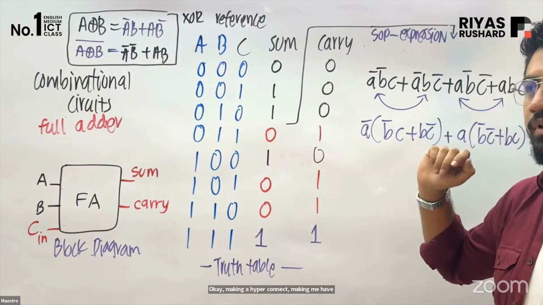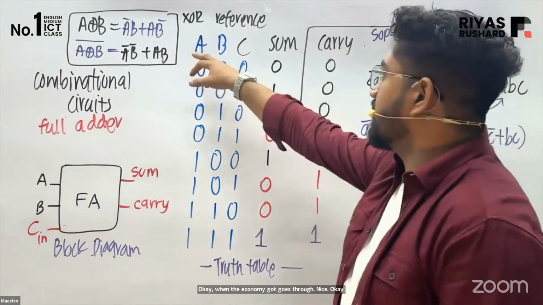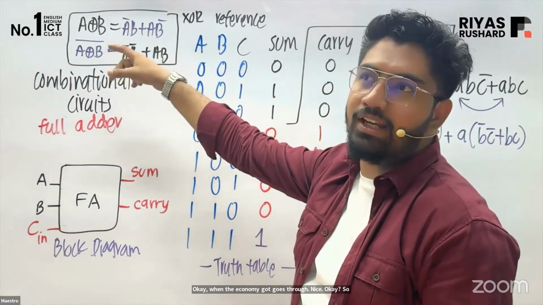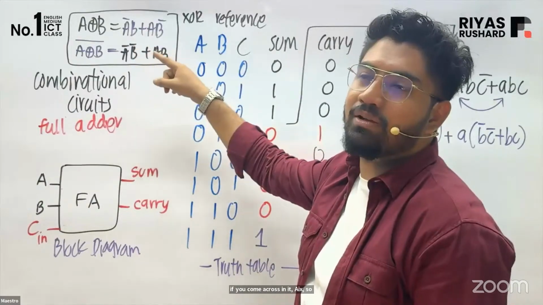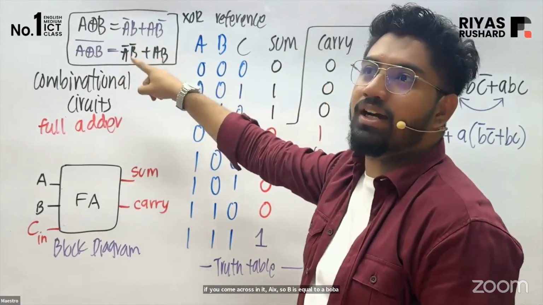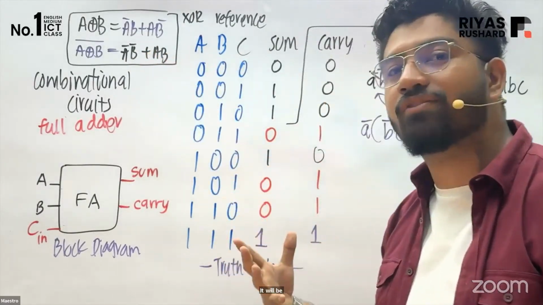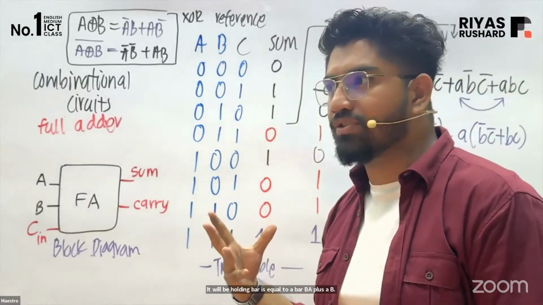Okay, when I make a tamagon goes through. Nice. Okay, so if you come across it, A XOR B is equal to A bar B plus A B bar. A XOR B whole thing bar is equal to A bar B bar plus AB. That's how we have taken it from the SOP expression, XOR reference.